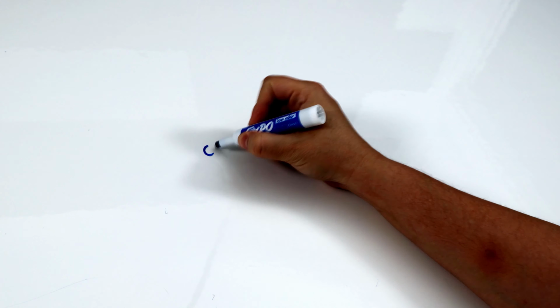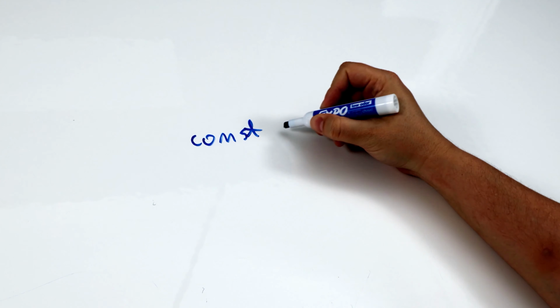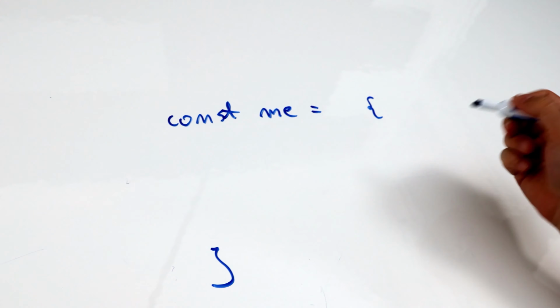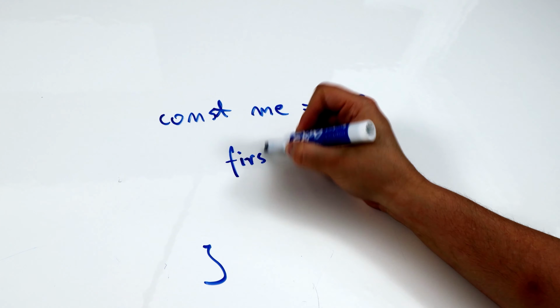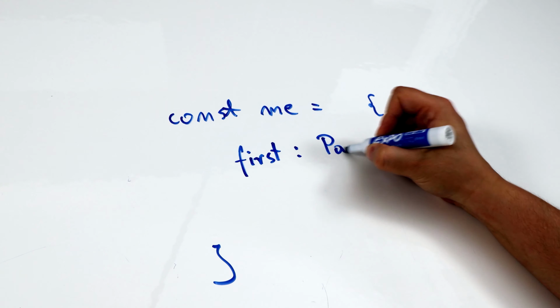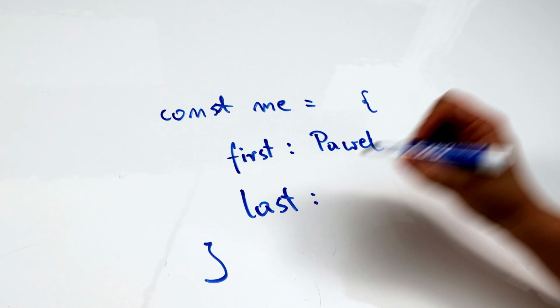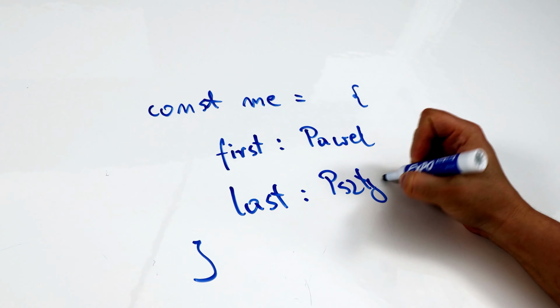Similarly with objects, we can have an object that has some properties. I'm gonna define an object which is a const me that equals an object. First is Pavel, and last is Sztyć. I can now destruct or unpack this object into distinct variables.